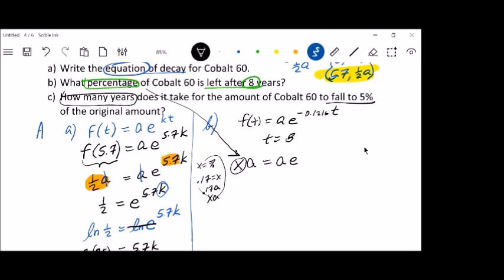Because now we can do A e to the negative 0.1216 and the 8th power. So we have as the variables A and X, but we divide both sides by A, and we don't have that anymore. So now we have X is equal to e to the negative 0.1216 times 8.